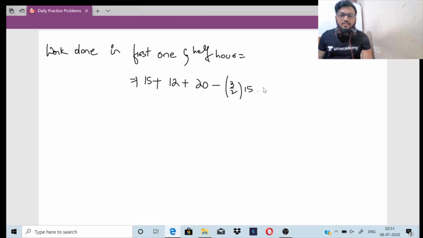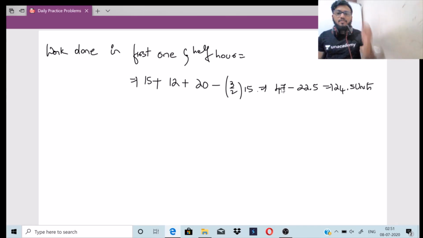So this will be equal to 15 plus 12 plus 20, which is 47, minus 22.5, right? 47 minus 22.5, which is 24.5 units. What is the total work? The total work is 120 units.